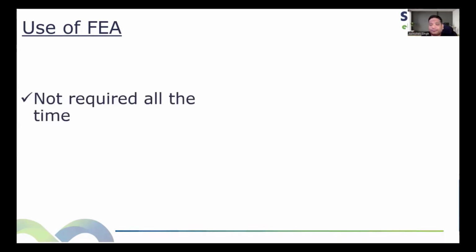Use of FEA we have already discussed. Based on Class 1 and Class 2 and the requirement, you need to go for FEA. So it's not like the concept we typically have that Division 2 means FEA. That is not true. You can do it without FEA. That is why Class 1 was created, and that is how ASME is projecting Division 2 for all of us to use.